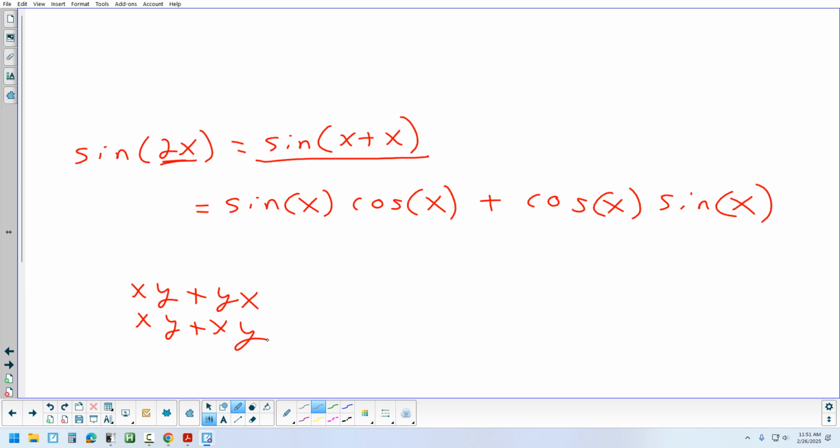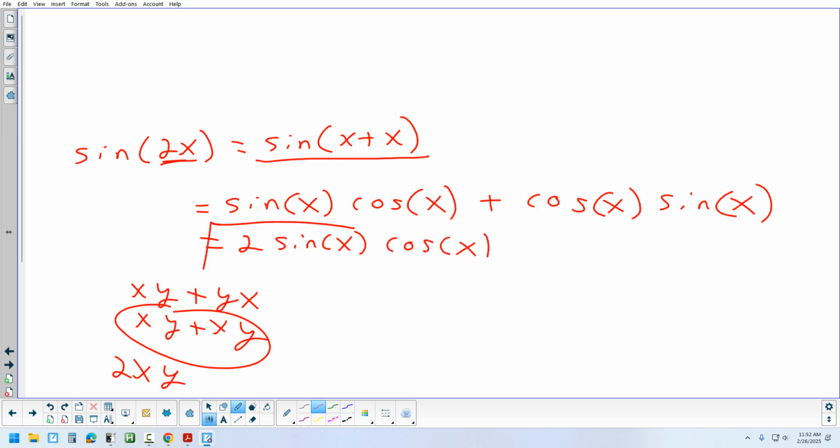So it's nothing to really look up. It's just more like, well, what would this be algebraically? What's xy plus xy? 2xy. So what's sine cosine plus cosine sine? 2 sine cosine. Yep. That is how you get rid of having a 2 inside the parentheses. 2 sine 2x turns into 2 sine cosine.